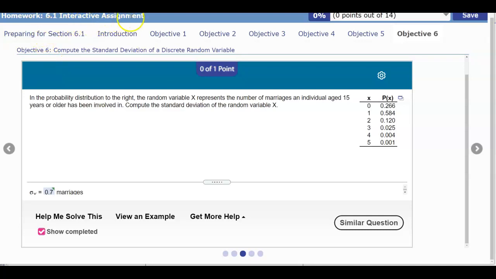Section 6.1, Interactive Assignment, Objective 6. In the probability distribution to the right, the random variable x represents the number of marriages an individual aged 15 years or older has been involved in. We're going to compute the standard deviation of the random variable x.